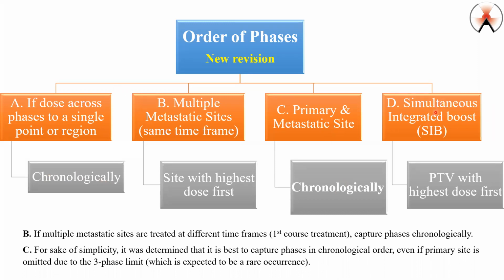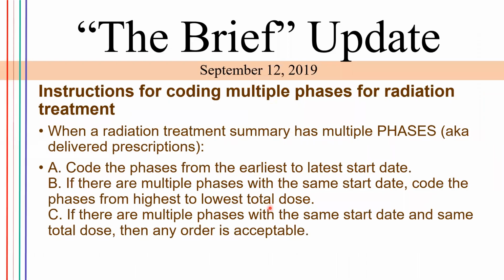And then if you have the simultaneous integrated boost, remember, these happen at the same time every day. Start and end date for each of these phases is the same. So how do we order them? Just go with the highest PTV. Highest PTV for SIB, simultaneous or concurrent boost. And this is the brief update that I was referring to when we make those changes.